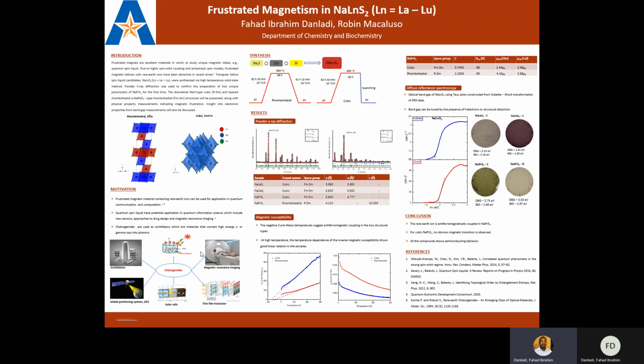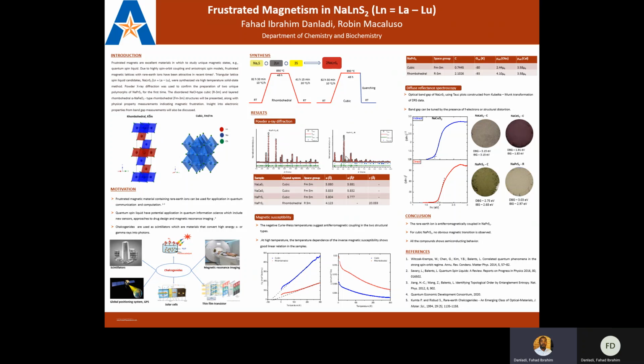Excited by this application, we began the synthesis. Polycrystalline samples of ternary rare earth sulfides were obtained via a high temperature solid state method. Stoichiometric amounts of sodium sulfide, rare earth, and sulfur were ground in a glove box and placed in a graphite crucible. The crucible was sealed in a quartz ampoule under vacuum and gradually heated to 850 degrees Celsius, kept at that temperature for 48 hours, and slowly cooled to room temperature to obtain the rhombohedral phase. The cubic phase was obtained by rapid cooling to room temperature.